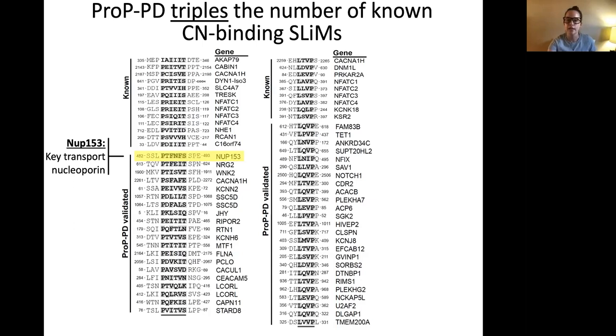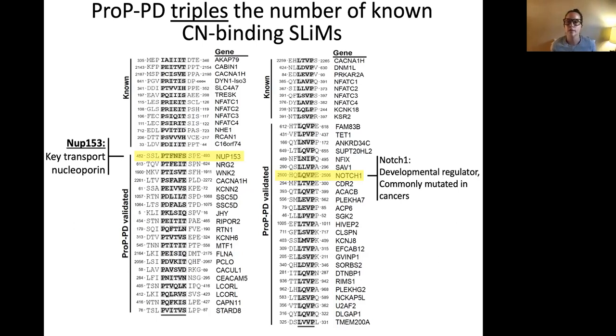In a little vignette that I don't really have time to talk about today, we also identified an LXVP from the key developmental transcription factor Notch1 and went on to show through a series of experiments that that LXVP is functional and that Notch1 is a novel substrate of calcineurin. So if you're interested in learning more about that, you can go check out our paper.